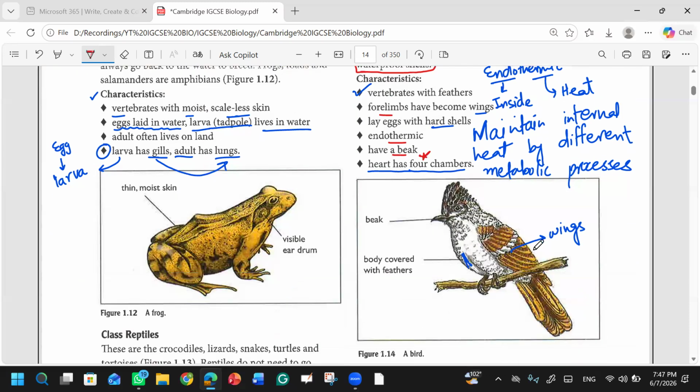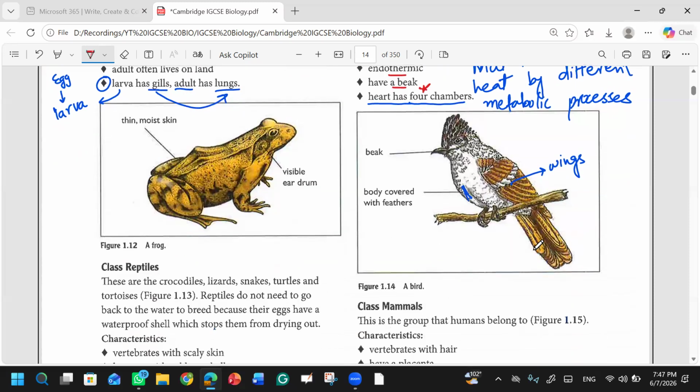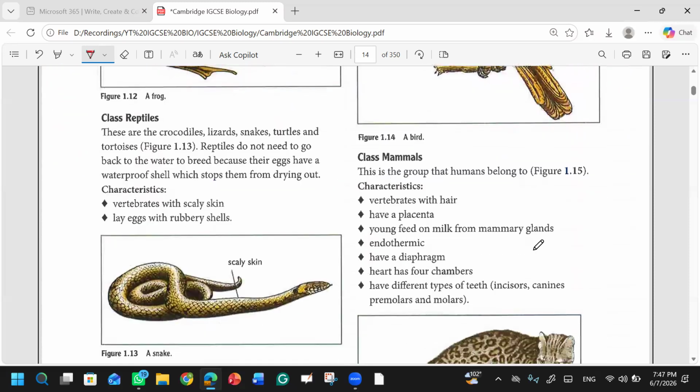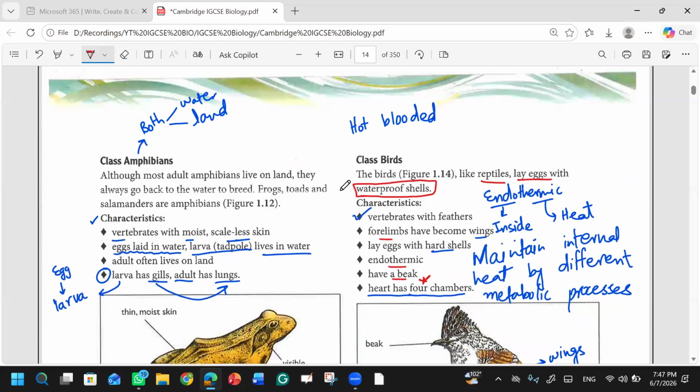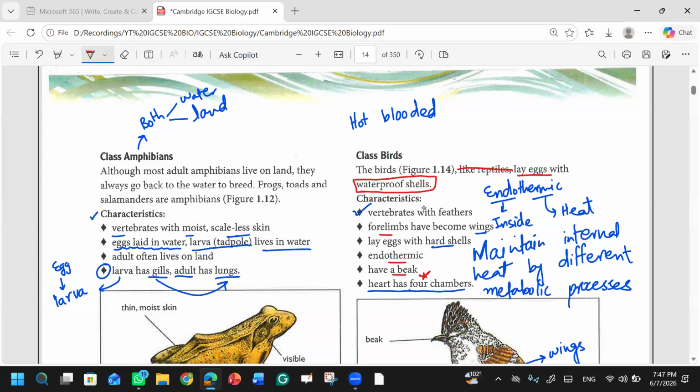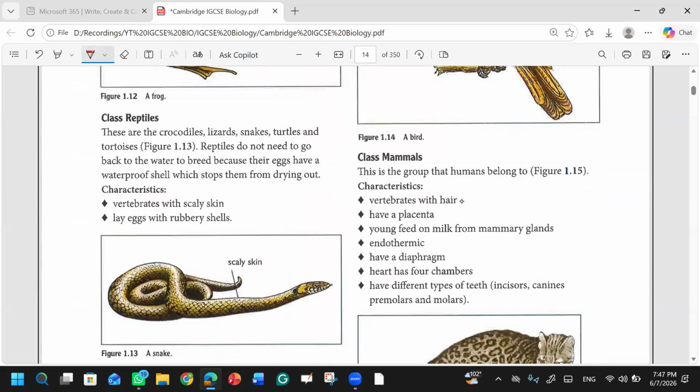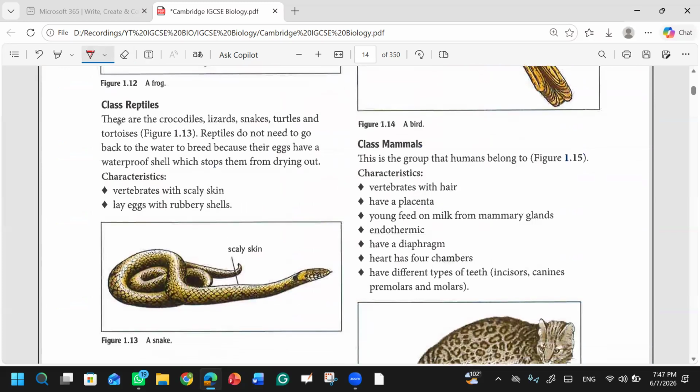Clear? Okay. Here you can simply ignore the word reptiles, because reptiles are some other category. You can simply say that the birds lay eggs and their shells are waterproof. Then we have class reptiles.